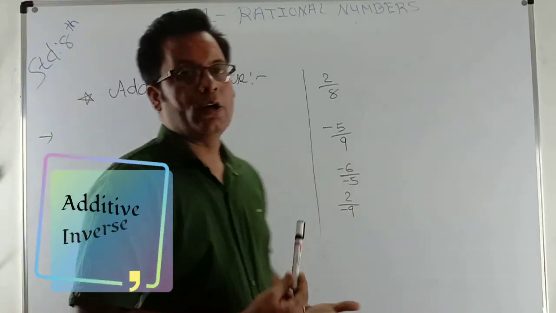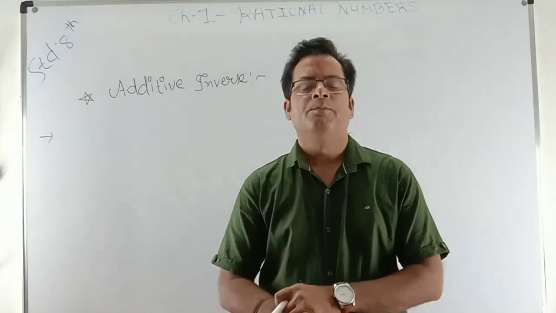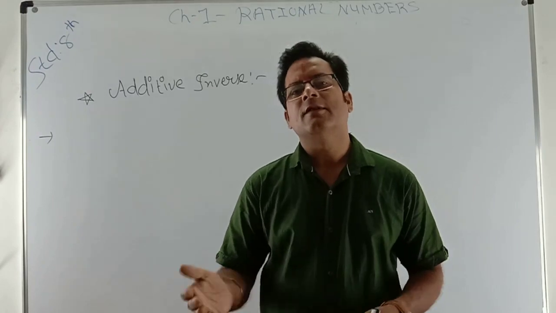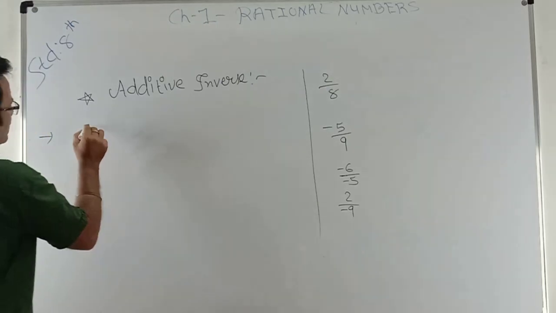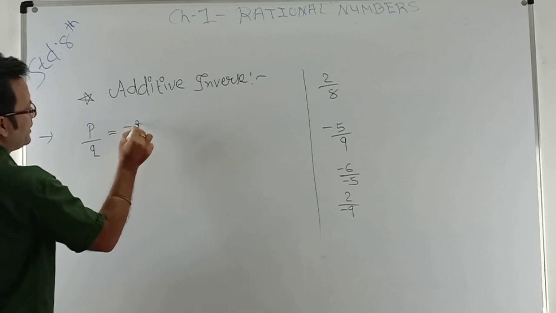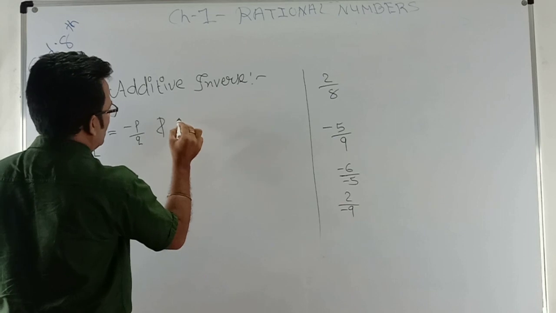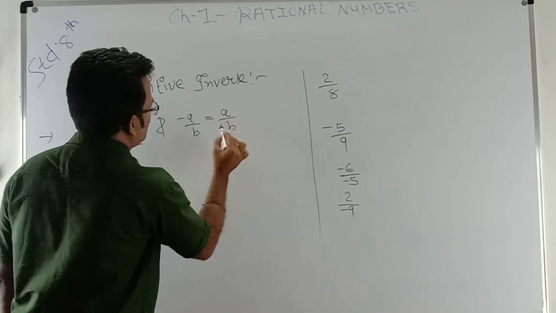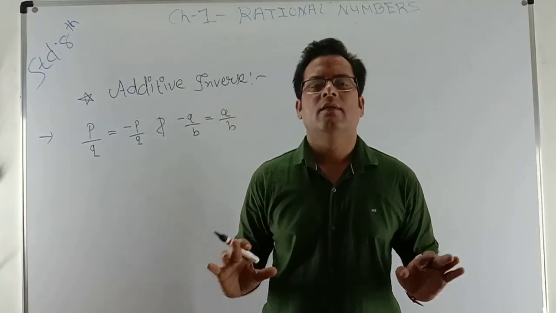And now students, we have a new point, that is additive inverse. In additive inverse, what we have to do? See, suppose the fraction is given positive, then you have to make it negative. And if it is negative, you have to make it positive. How? See, suppose P upon Q is given, so the answer will be minus P upon Q. And suppose minus A upon B is given, then the answer will be A upon B. Now you see what I have done here. I have just changed the sign.